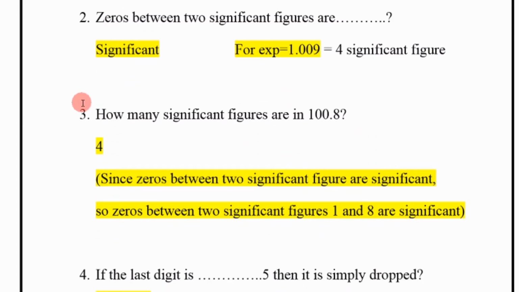Next, how many significant figures are in 100.84? Since zeros between two significant figures are significant, the zeros between the two significant figures 1 and 8 are significant.